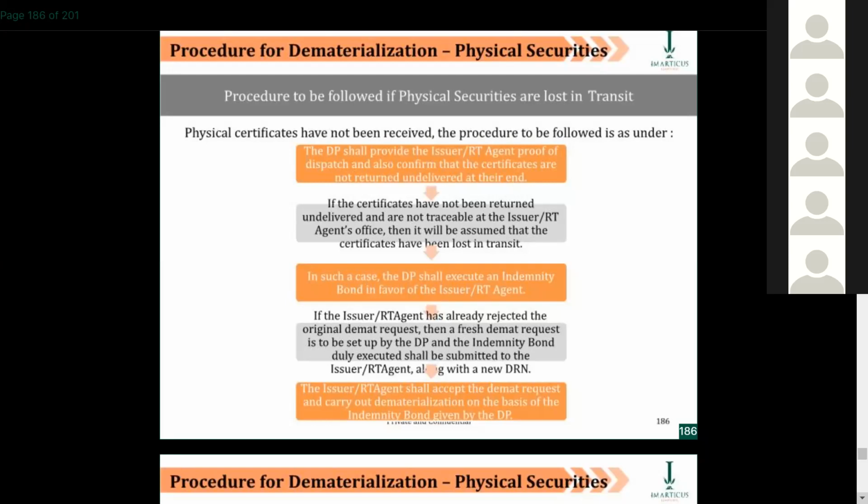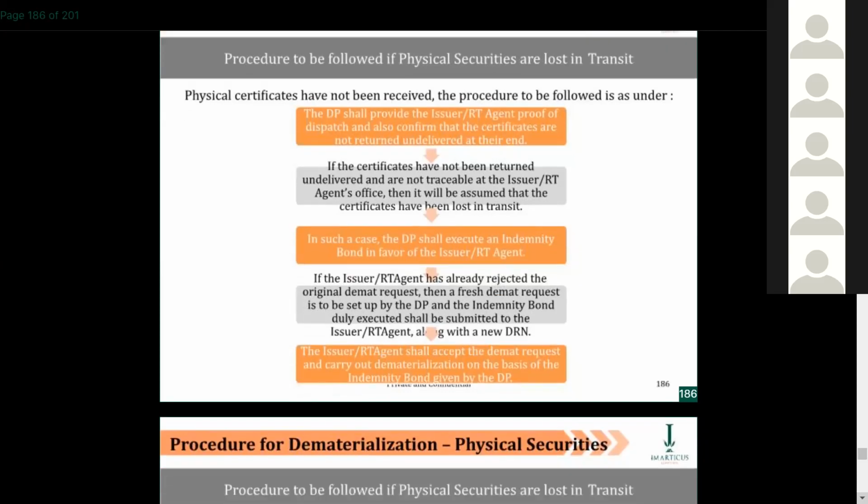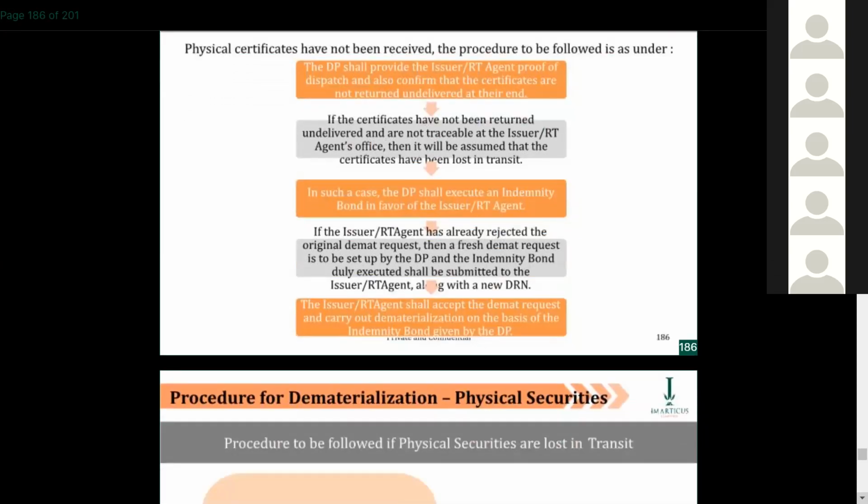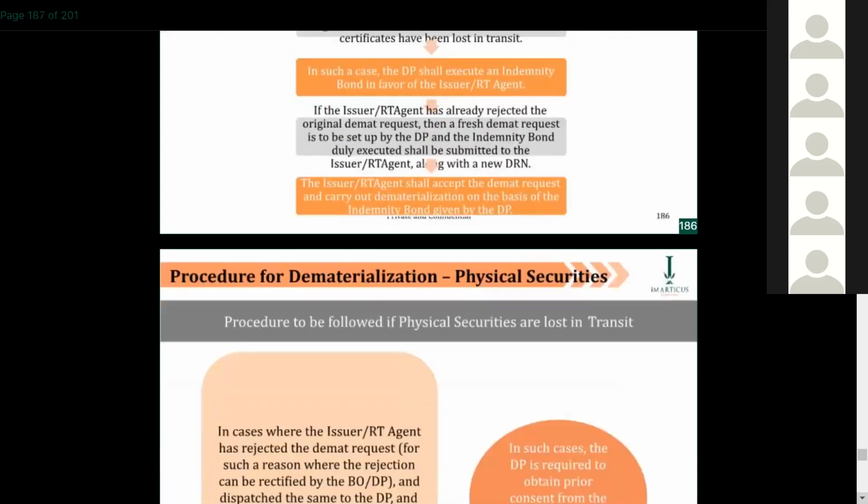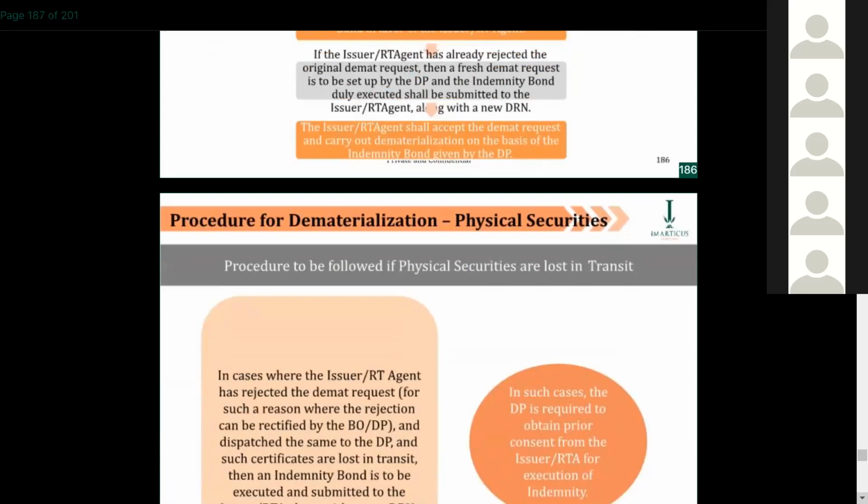So here, DP will provide issuer proof of dispatch and also confirm that certificates are not returned undelivered at their end. If the certificates have not been returned undelivered and not traceable at the issuer RT agent office, then assume that the certificates have been lost in transit. In such case, DP shall execute an indemnity bond in favor of the issuer or RT agent. If the issuer RT agent has already rejected the original demat request, then fresh demat request is to be sent by DP and indemnity bond duly executed, submitted to the issuer RTA along with a new demat request number.